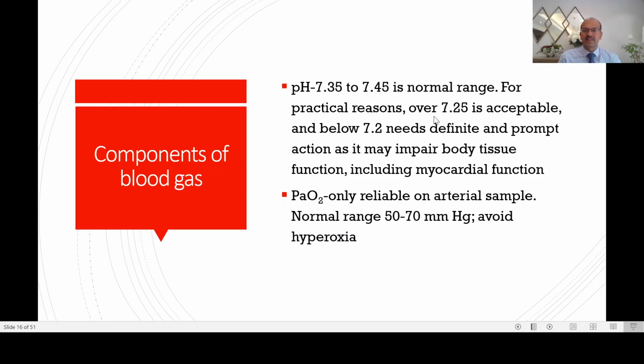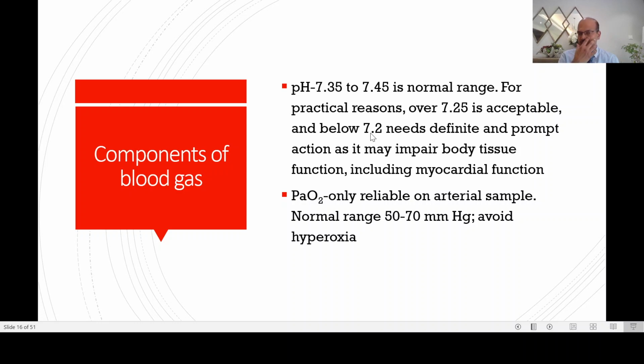However, for practical reasons, anything over 7.25 is acceptable. You do monitor the baby, you do accept the changes as we go on. But anything below 7.2, especially in a newborn, is likely to affect your body metabolism. It may impair the myocardial function. It may predispose to peripheral tissue circulation issues. So you do need to action if it is below 7.2 to correct it.